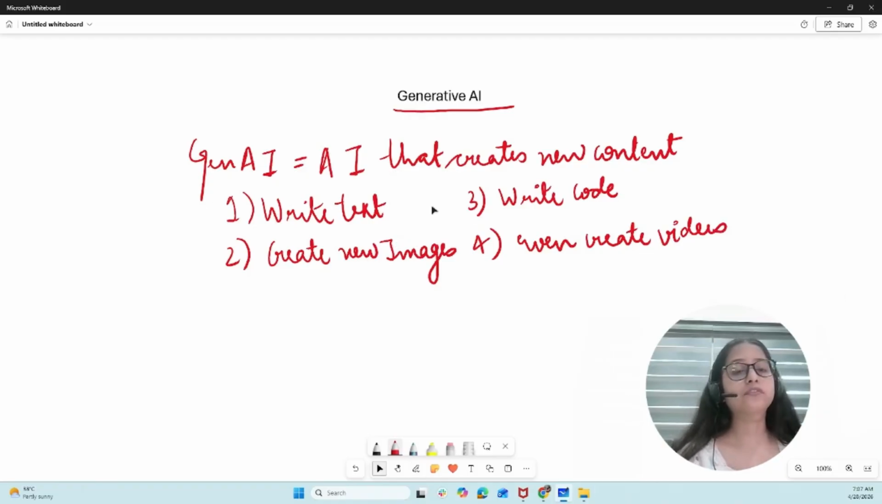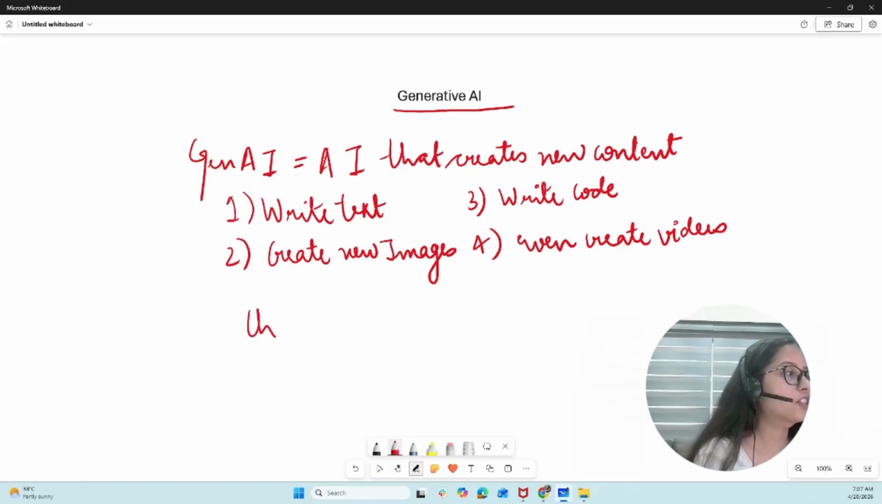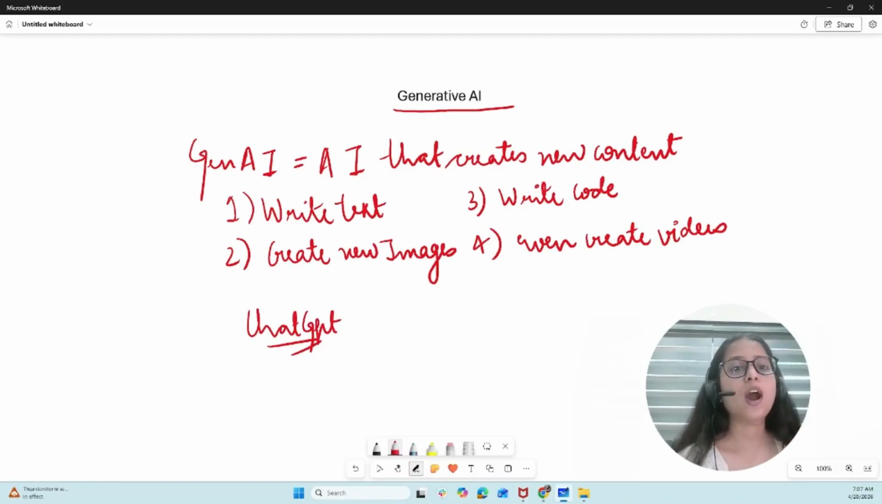For example, one of the Gen AI tools that we use nowadays is ChatGPT. Now, what does ChatGPT do? If you ask ChatGPT a question, it writes a completely new answer, right? It is not copying from one place, it is generating a response every time you give it a prompt, correct? So remember this, generative AI does not just analyze, it actually creates new content based on the prompt you give it.